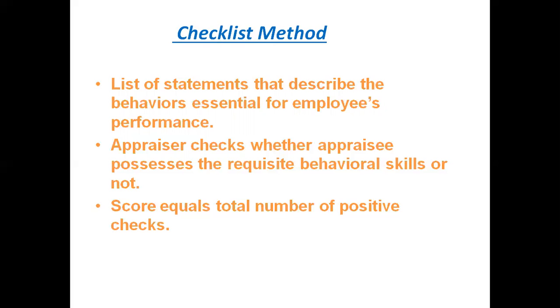Let's take an example for the checklist. Suppose statement number one is: is the employee really interested in the task assigned? Yes or no. Is he respected by his colleagues or co-workers? Yes or no. Does he follow instructions properly? Yes or no. So the rating will be given by the rater. If he feels that it's a positive statement, he will tick on the yes, otherwise he will leave it blank or tick on the no. Then the other method is the graphic rating scale.